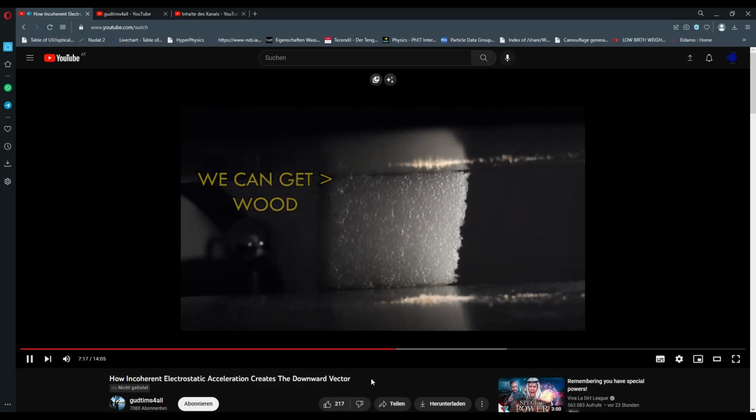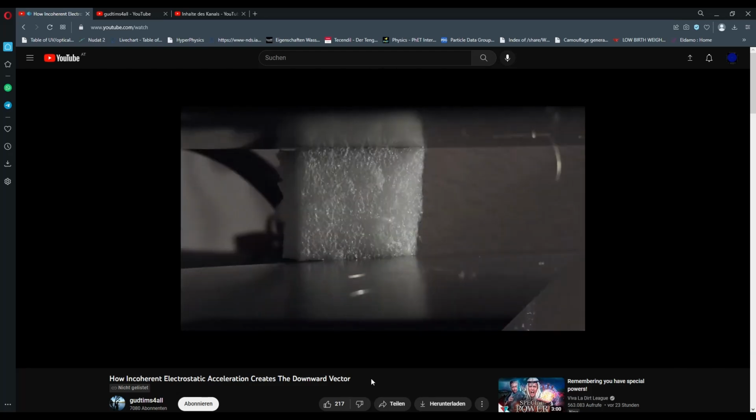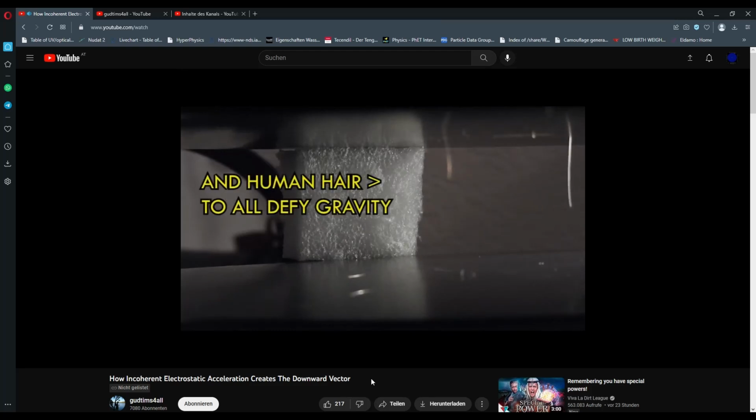This works with all types of matter. I like again how there's no consideration put into whether this could be any other kind of force, right? It's like he assumes inherently that there can only be one force acting on an object, which is crap. But okay. Wood, iron filings, and even human hair with these forces. Yeah, of course it can.